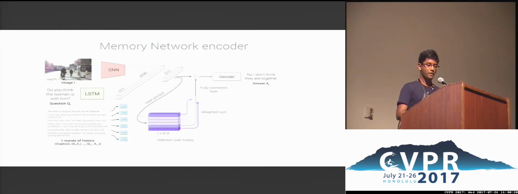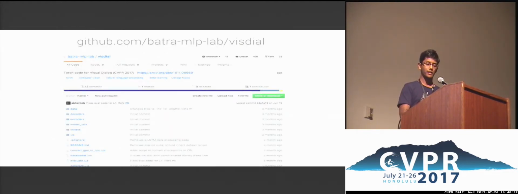Code for memory network and other encoder decoder models is available on GitHub. I'd like to point out here that we've spent quite a bit of time making this code base as modular as possible. So it's actually very easy to just arbitrarily combine different encoders with different decoders and train the whole thing end to end.